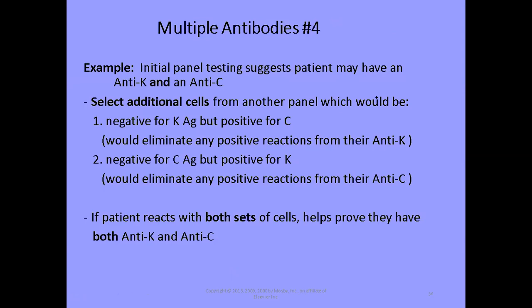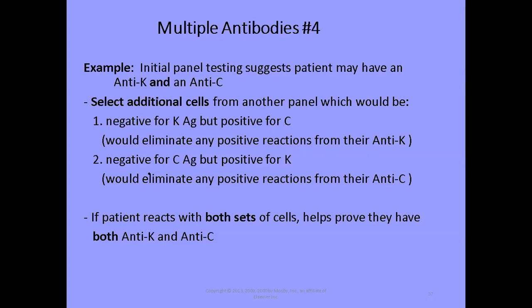All right. So let's talk about another example. Let's apply this in another way. Let's say we have a patient, and when we did our panel testing, it looks like our patient may have both an anti-big K and an anti-big C. So what we would want to do is, like we did in our last example, go to a different lot number of cells and hand pick some cells to prove each antibody is there. To prove the anti-C, we would want to find cells negative for big K antigen but positive for C. So maybe 1 or 2 cells for that.